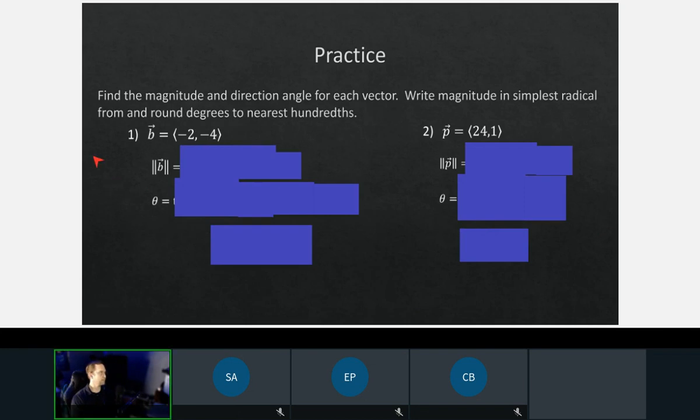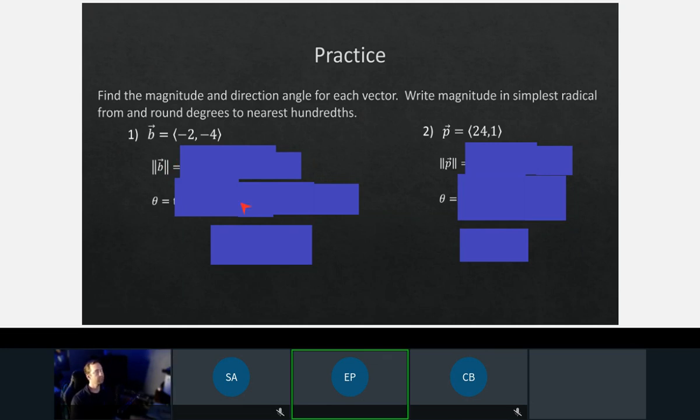All right, let's do this number 1 together. Just like yesterday, this is magnitude. So you think of it being the r value, it's the distance from the origin. So it's the Pythagorean theorem.